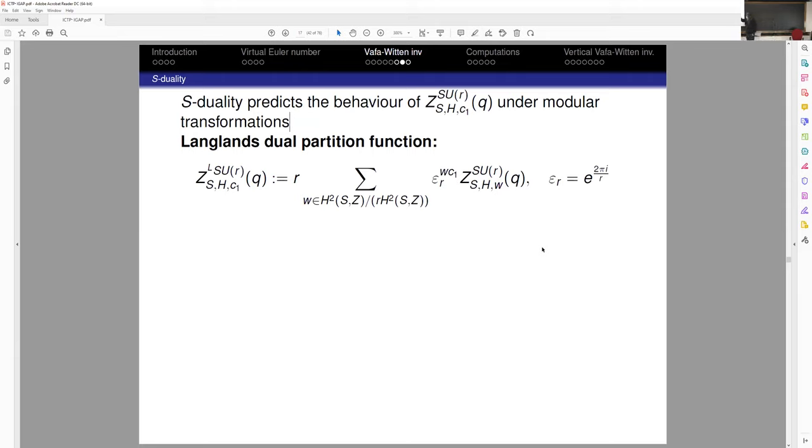We can write a more complicated version of the same. We take this generating function we had before, which we knew was for a fixed c1. Now here we take the sum over a system of representatives of the second cohomology of S, divided by R times the second cohomology.